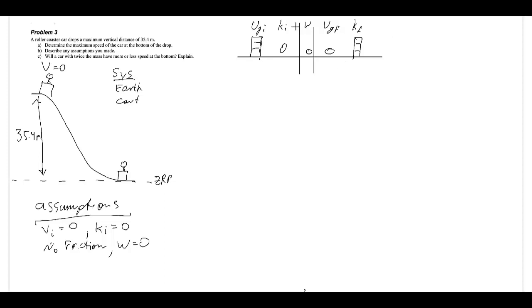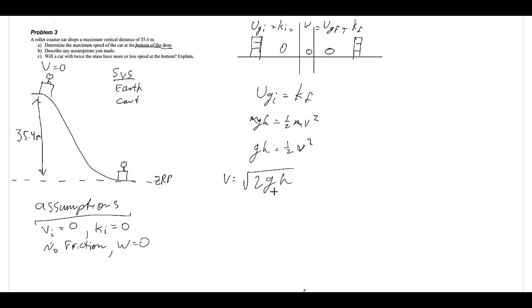From here we can, again, use our conservation equation to say that U_G initial is equal to K final, which means that mgh is equal to 1/2 mv squared. And you'll notice this m is the mass of the cart, so it actually gets canceled out, like I said. So you've got gh is equal to 1/2 v squared. Solving for v, you get v is equal to the square root of 2gh. That'll give you your final velocity at the bottom. That's this equation right here, plugging in for g and the height of 35.4 meters.